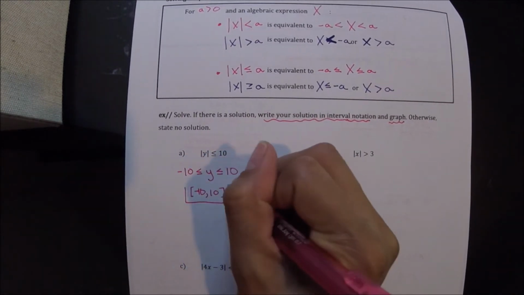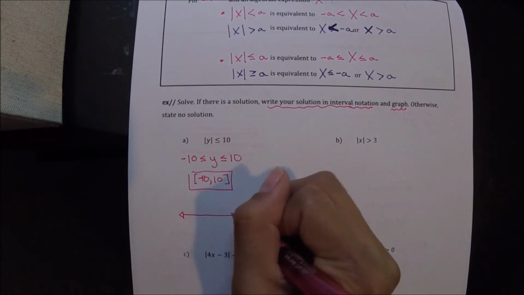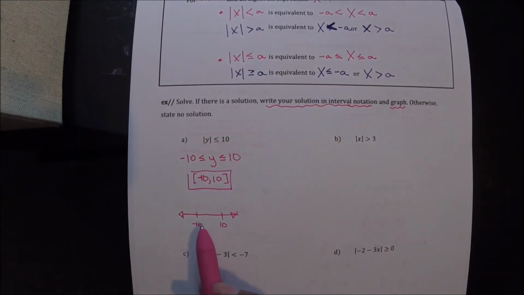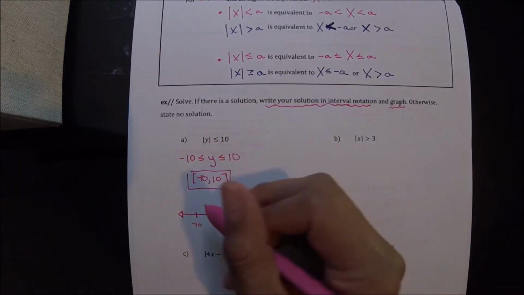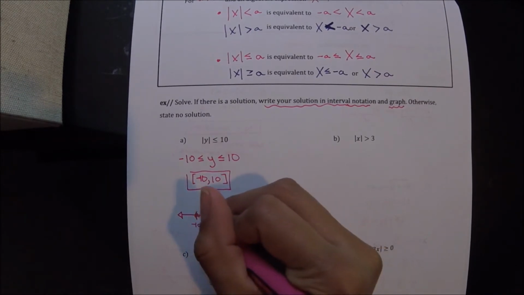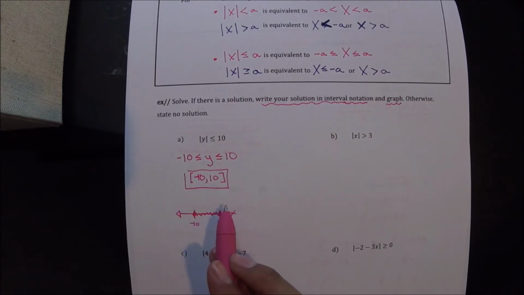So that's our solution in interval notation. And then graph, we know it starts at negative 10, goes up to 10, and then do we have open or closed circles? We have closed because it's bracket, and then we gotta shade everything in between. Everything from negative 10 up to positive 10.